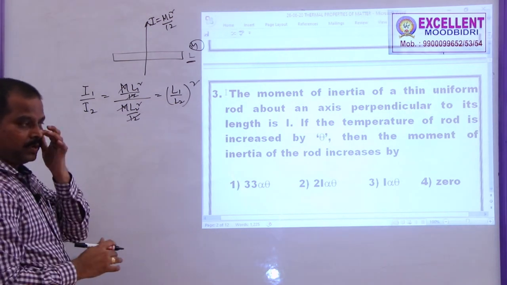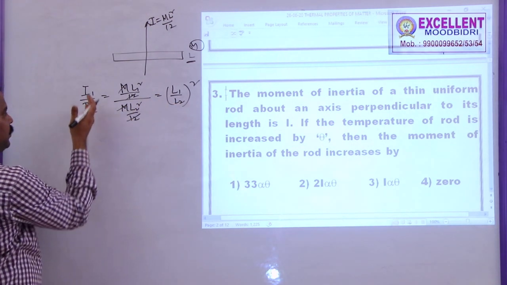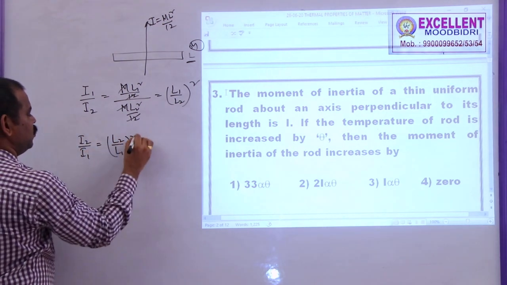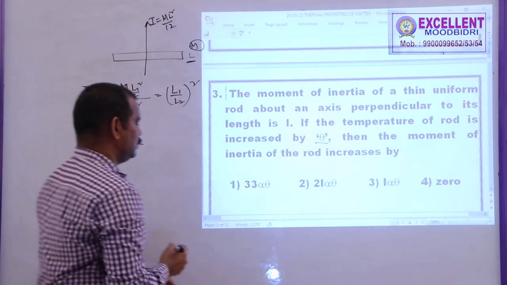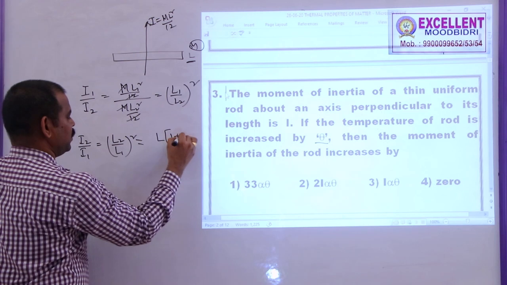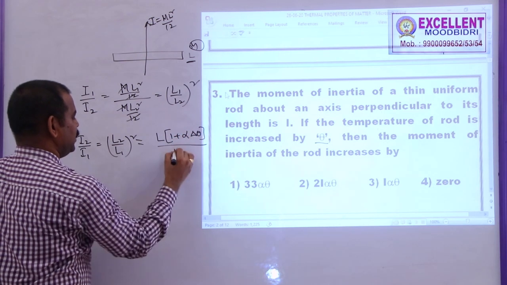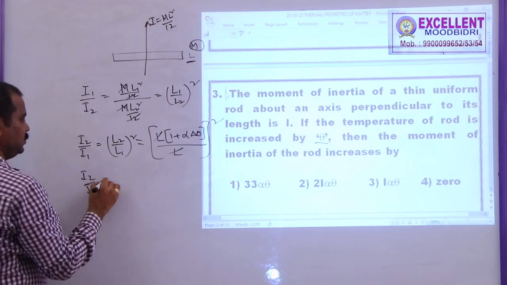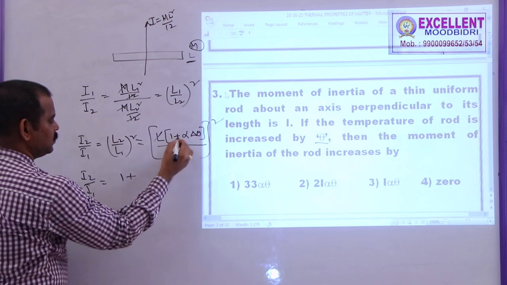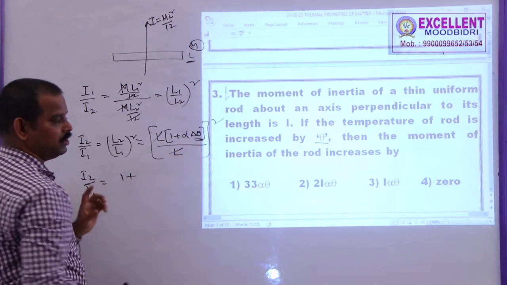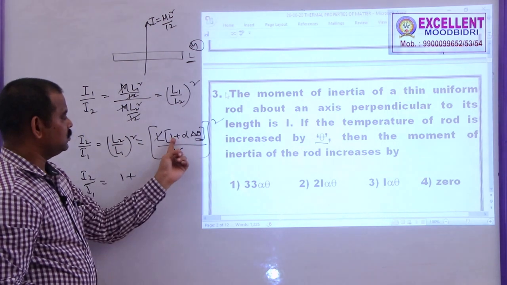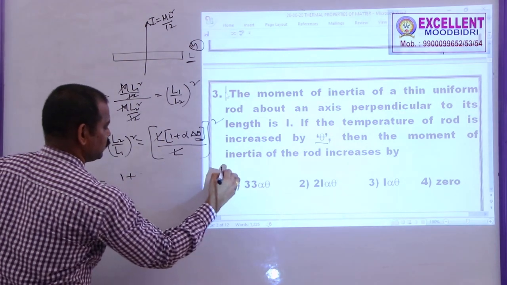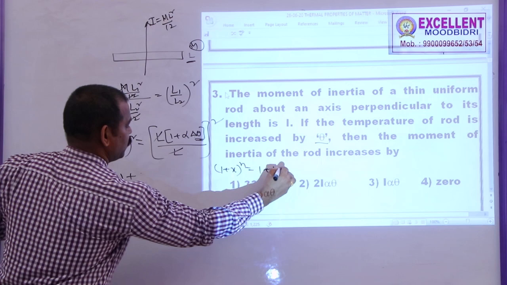They are asking for the change in moment of inertia. As the length increases, I2 will be greater than I1. So I am going to write I2 by I1 is equal to L2 by L1 whole square. Here, the temperature increased by delta theta, so the final length is equal to L into 1 plus alpha delta theta by L whole square. Here L cancelled. I2 by I1 is given by 1 plus alpha delta theta whole square. Delta theta is very small here, a small change in temperature. So this is in the form of 1 plus x whole power n. We know 1 plus x whole power n is approximately equal to 1 plus nx.